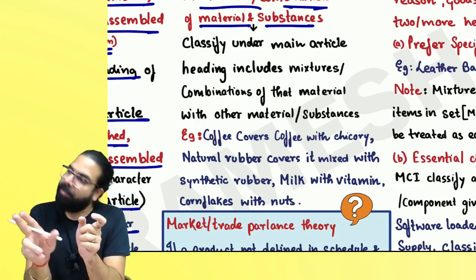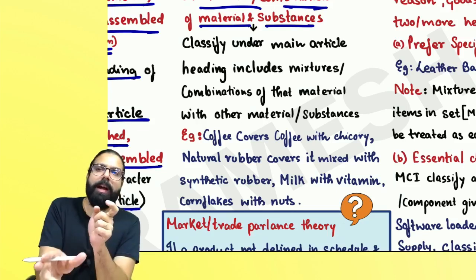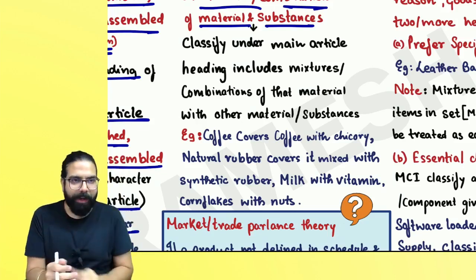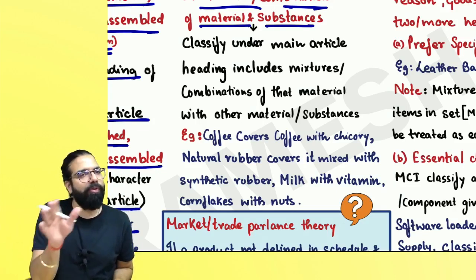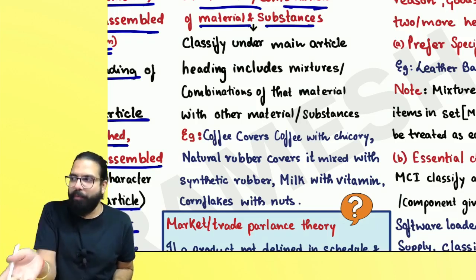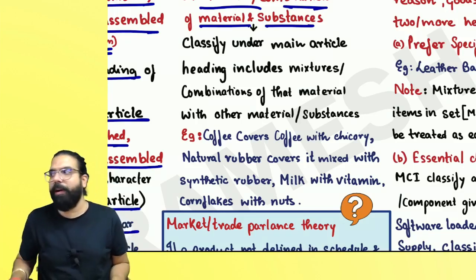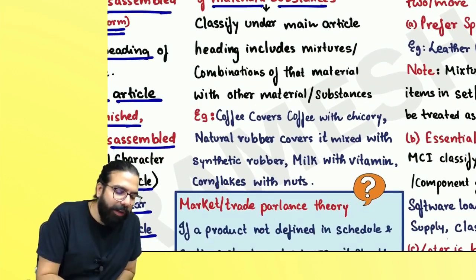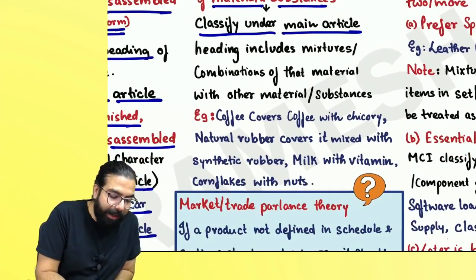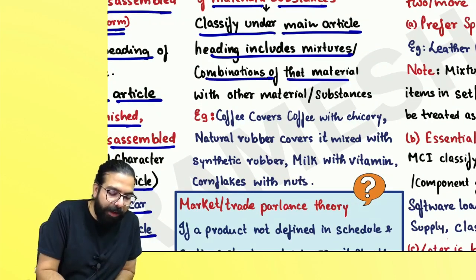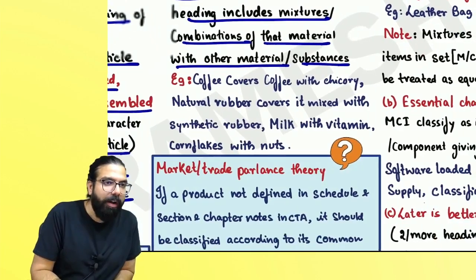Milk with vitamins is still milk. Cornflakes with nuts is still cornflakes only. Are we clear, everyone? Cornflakes includes cornflakes which are not mixed with anything, or cornflakes mixed with nuts, which is also classifiable under cornflakes only. That is what they are telling. Classify under the main article.